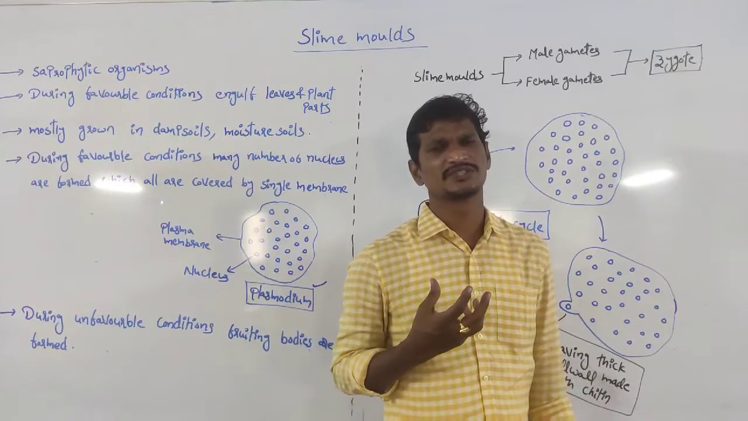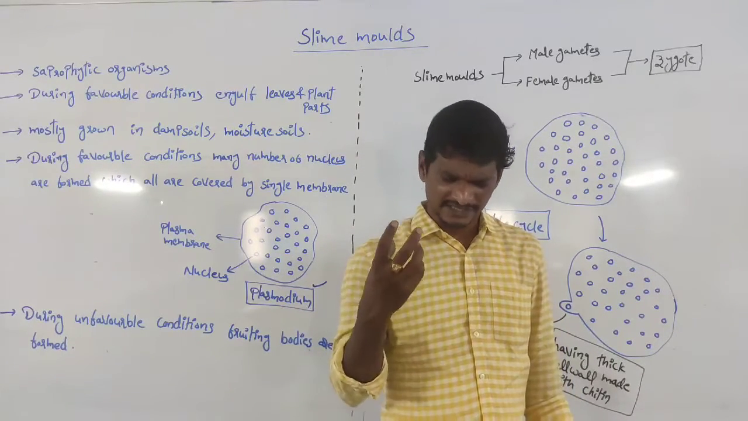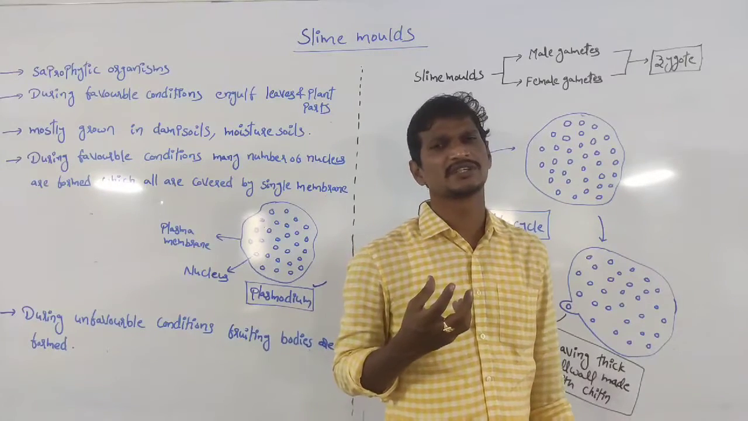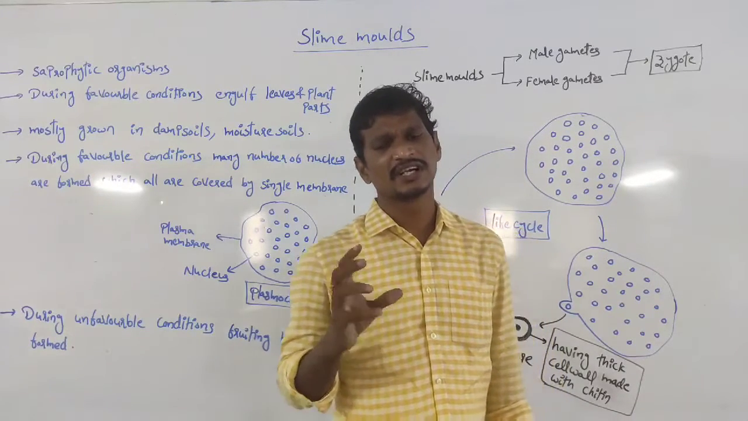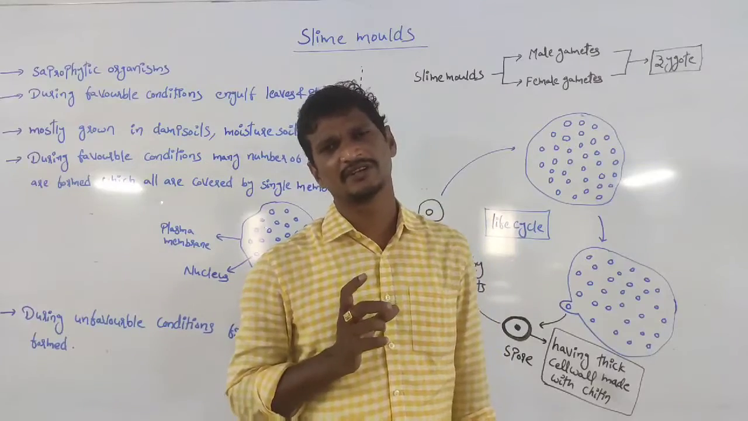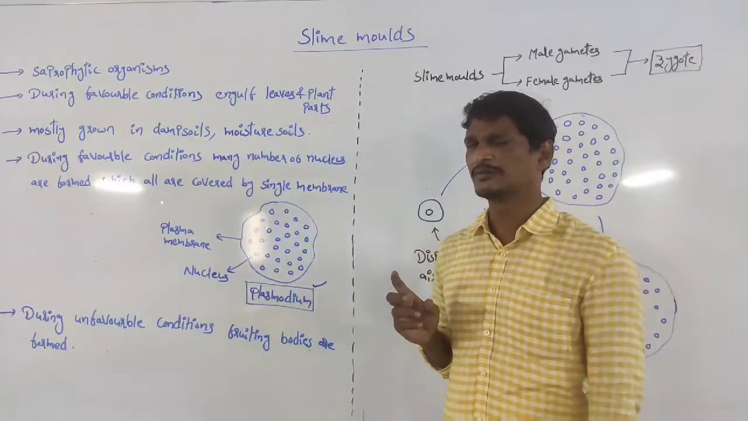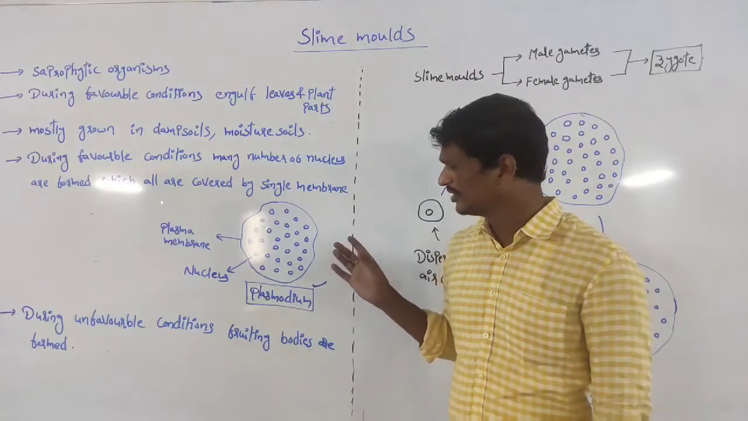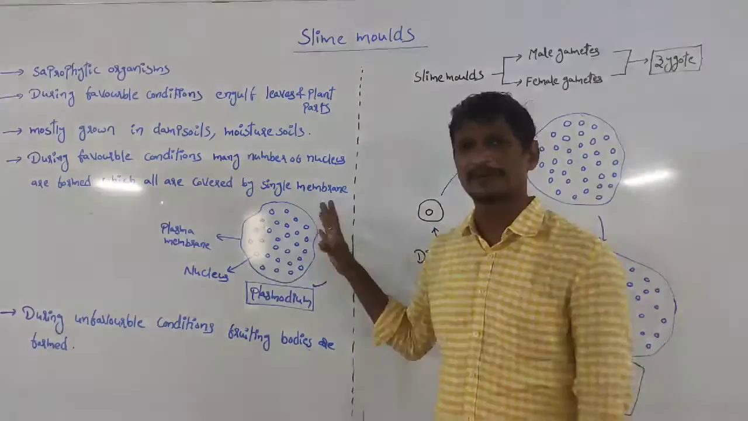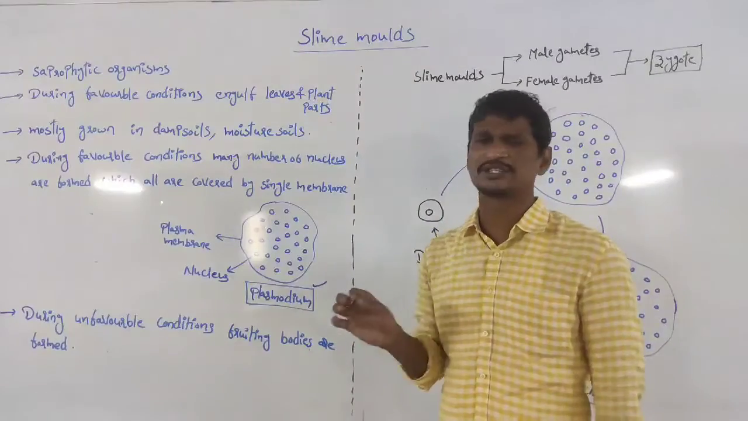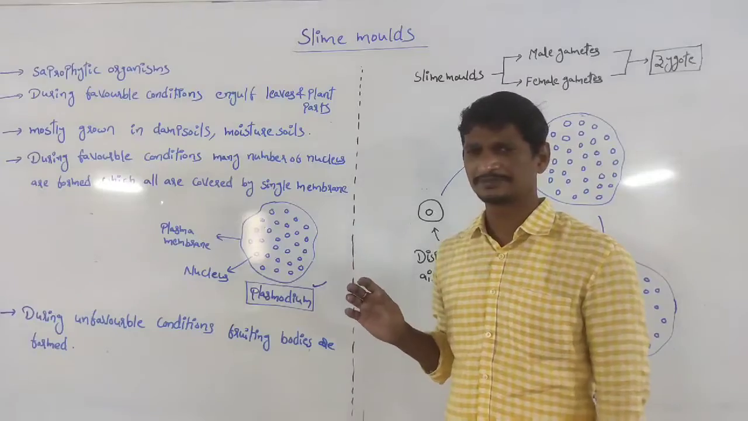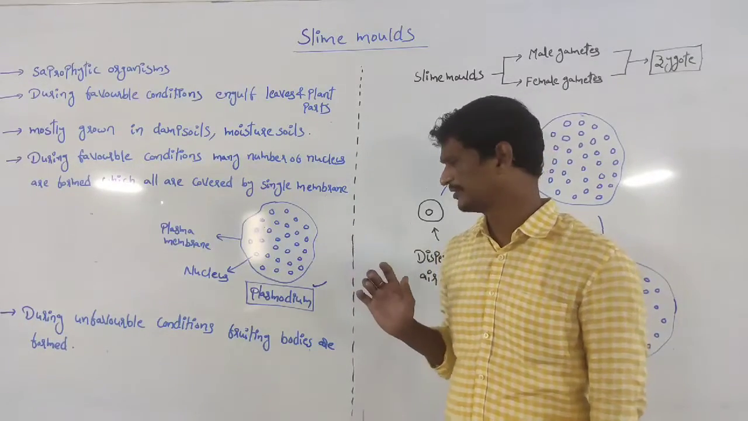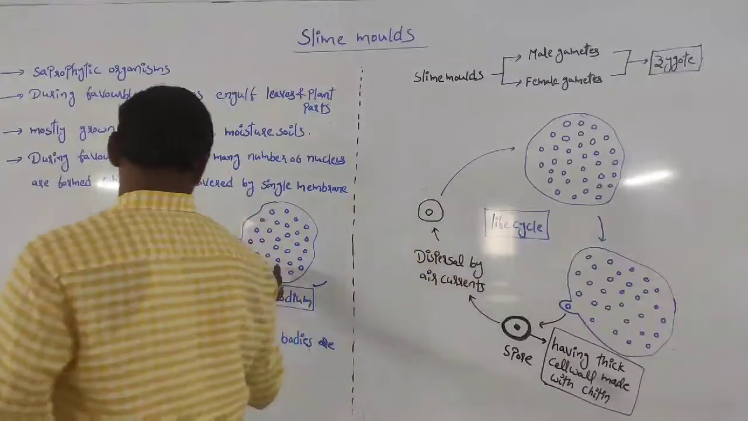Once the nucleus divisions take place, inside the cytoplasm many nuclei are present, and all these nuclei are covered by the single membrane. Generally, in the normal cases, the cell walls are absent. That is a very direct statement for normal conditions. The cell wall is absent, but an exceptional case is there. I will explain that. So that is about the plasmodium.